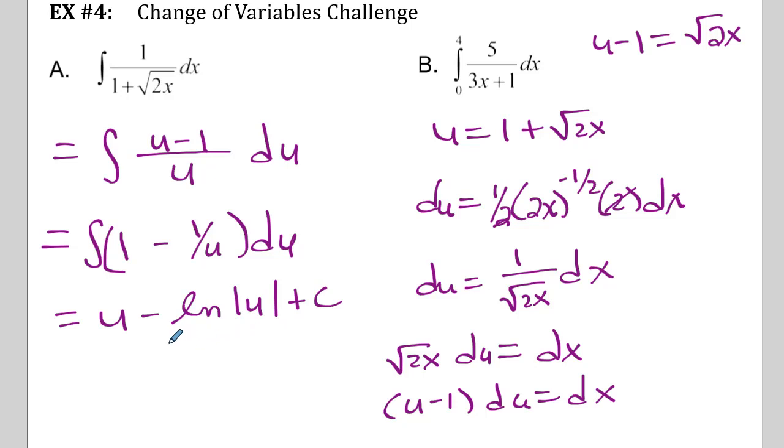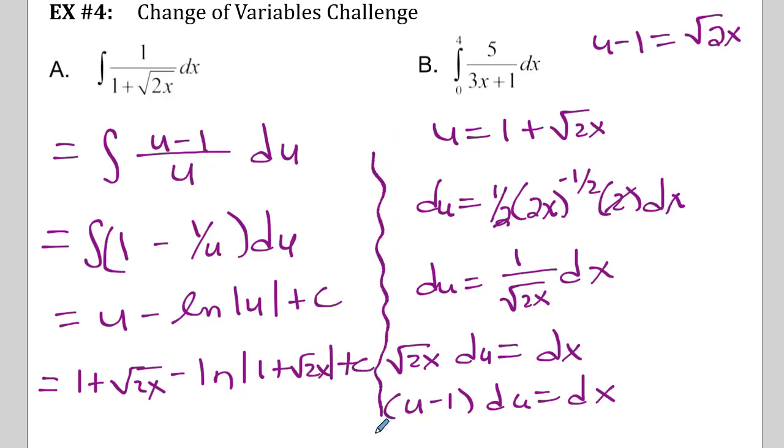Okay, well, if we go back to everything that we knew about u and x, u is equal to 1 plus the square root of 2x minus the natural log of the absolute value of 1 plus the square root of 2x plus c. All right, so if we wanted to kind of simplify this, I got a constant 1 and I've got a constant c. It's still an arbitrary constant. It's just not the same arbitrary constant.